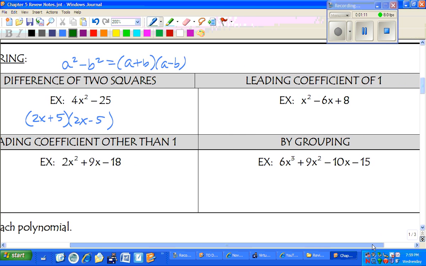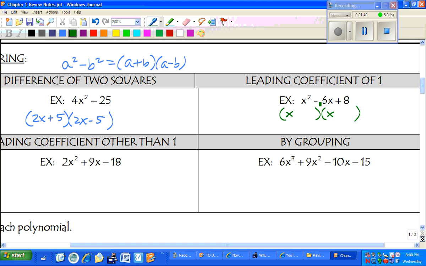For the next one, leading coefficient of 1, remember if we have a trinomial, three terms, we're going to try and factor that into two binomials. And when it's just a 1x squared, that's the easier type. We'll look at the harder one in a second. We know that the first two terms are going to multiply to give us x squared, so that's going to be x and x. These last two terms multiply to give us 8, and they have to add up to give us negative 6.